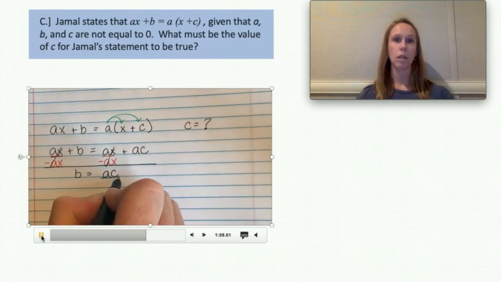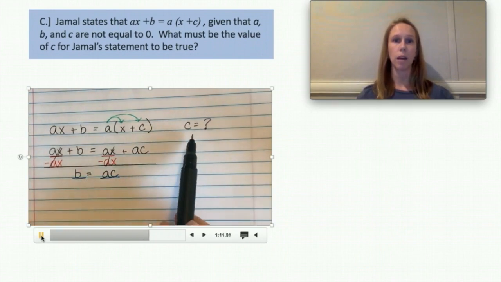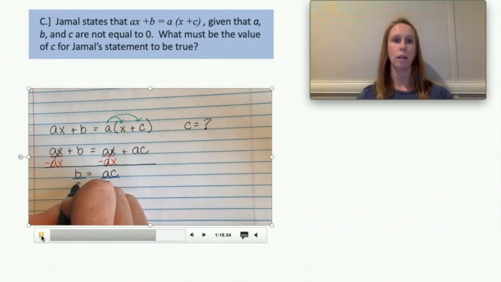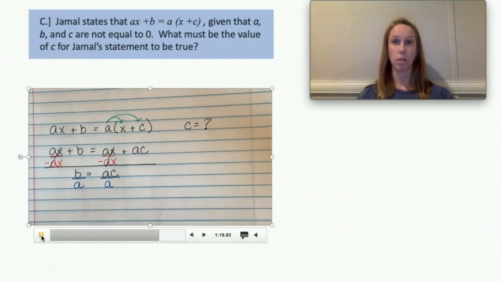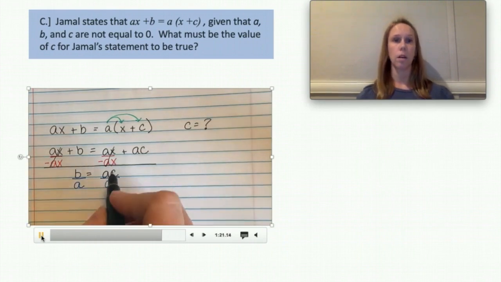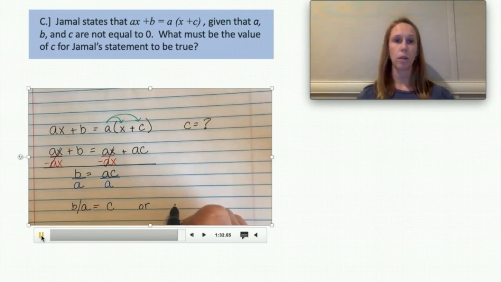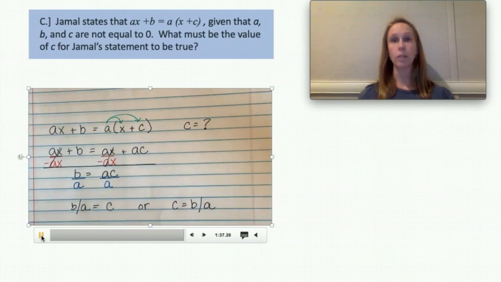I still don't have c by itself, so to do that, the inverse of multiplication is division. So to get c by itself, I need to divide by a. If I divide both sides of the equation by a, c is isolated, and I now have c equals b divided by a. And using the commutative property, I could write that one of 2 ways, the way you see here, or c equals b divided by a. And that's all you need to do. You don't have a numerical answer for this one because it is going to remain algebraic.